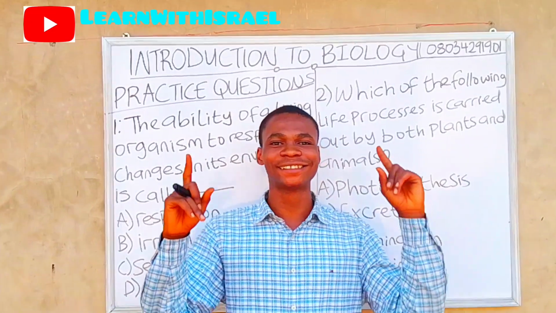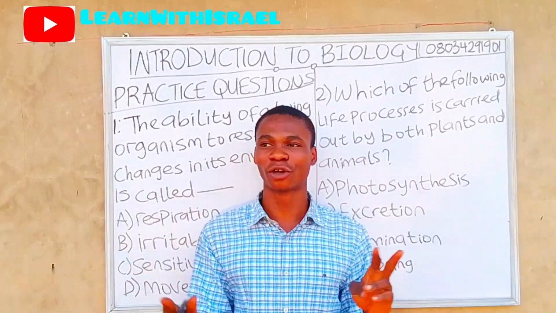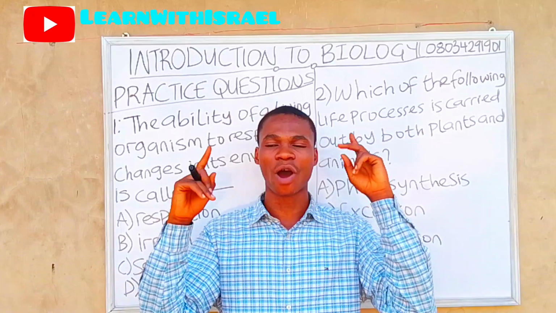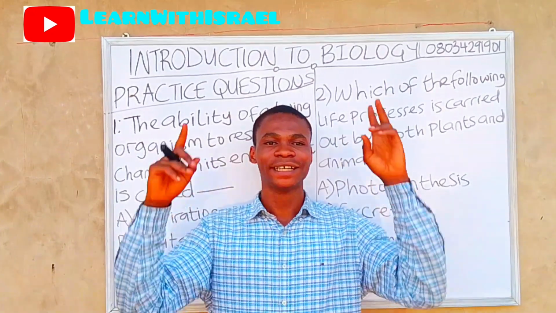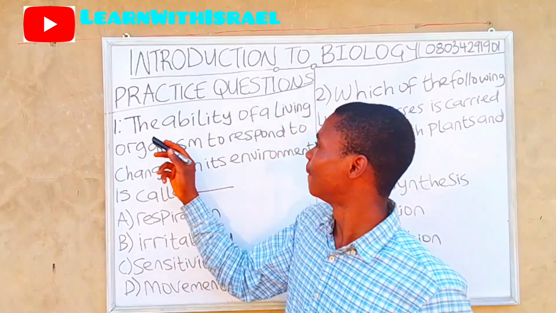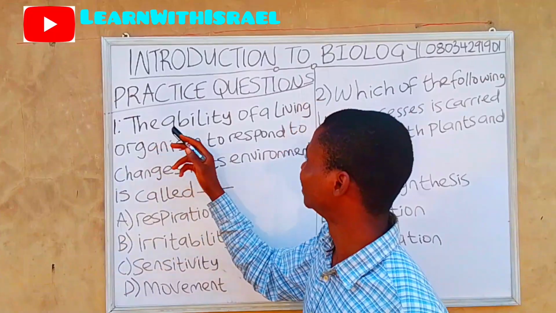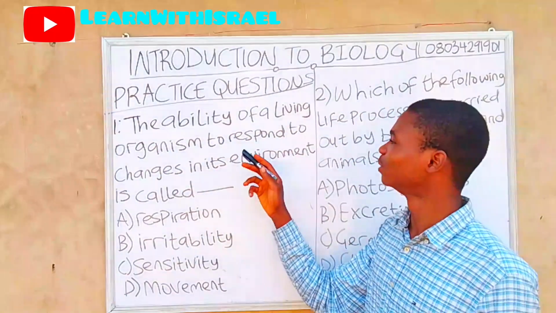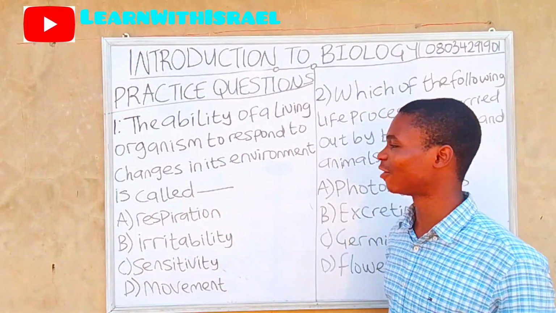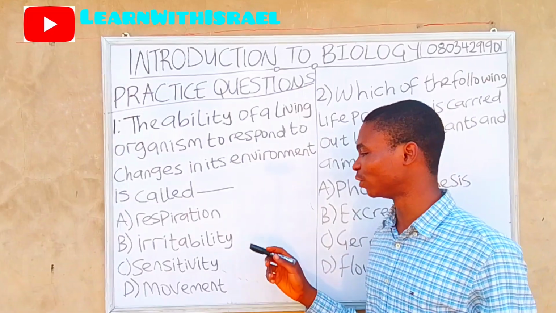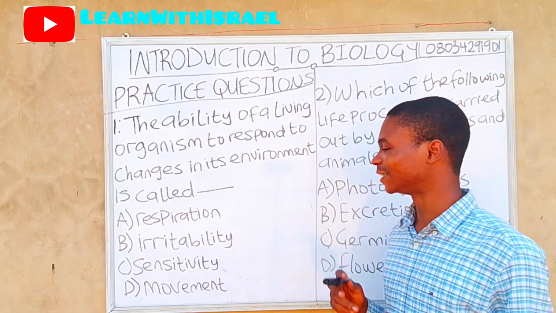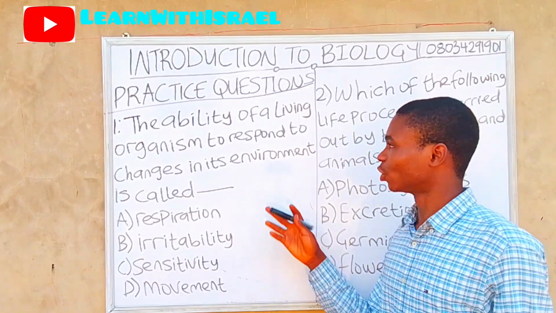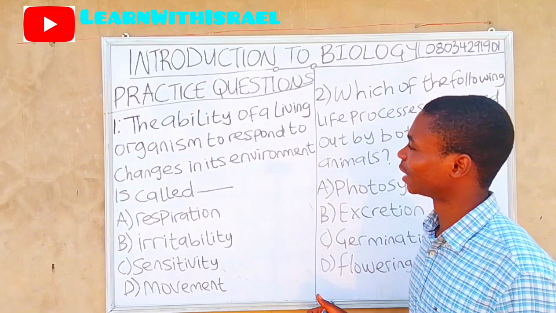So guys, let's treat practice questions on introduction of biology and living or non-living things now. The first question says, the ability of a living organism to respond to changes in its environment is called: A, respiration, B, irritability, C, sensitivity, D, movement. So think about it. What is the correct answer?